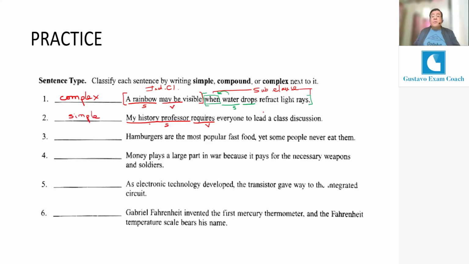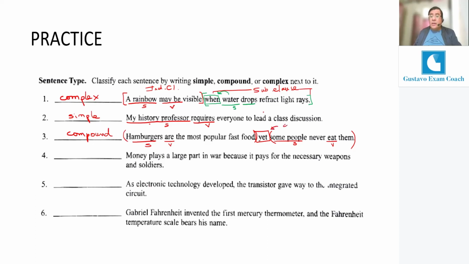Number 3, hamburgers are the most popular fast food, yet some people never eat them. There is a subject here, a verb, so we have an independent clause. Then we have another subject, some people, and never eat, another conjugated verb. So we have another independent clause. But then between these two independent clauses, we see the word yet. And the word yet is actually a conjunction. A conjunction connects two independent clauses in order to make a compound sentence. So number 3 is a compound sentence.